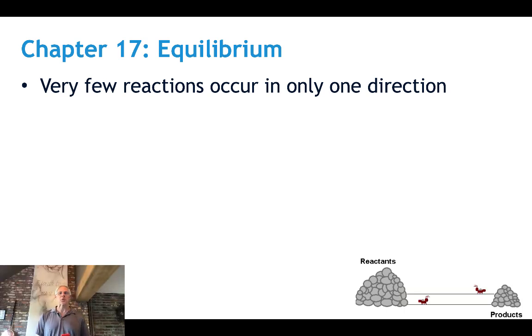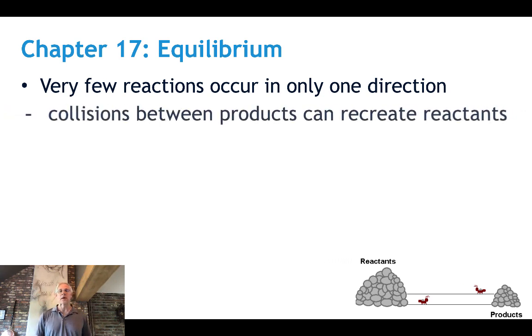So if we look at equilibrium, all of our reactions that we've written so far have occurred just in one direction. We've shown a single arrow when we write our chemical reaction. We show it going from reactants to products. And as it turns out, very few reactions occur in only that one direction.